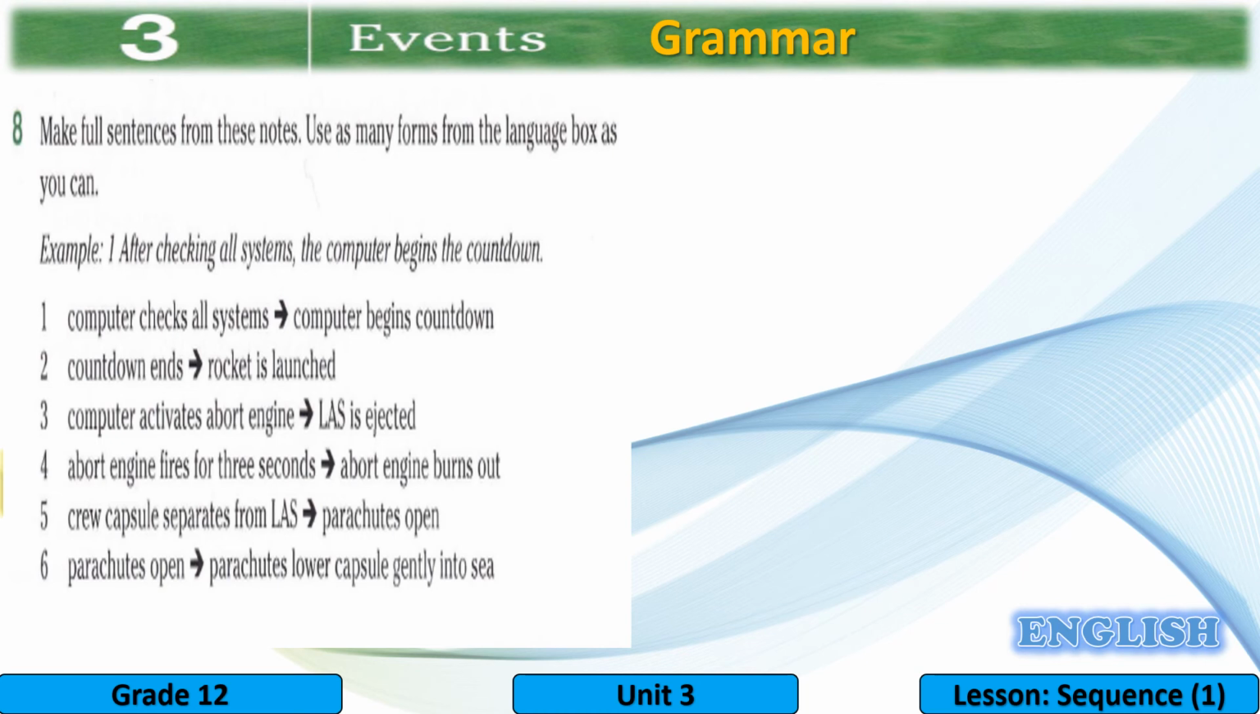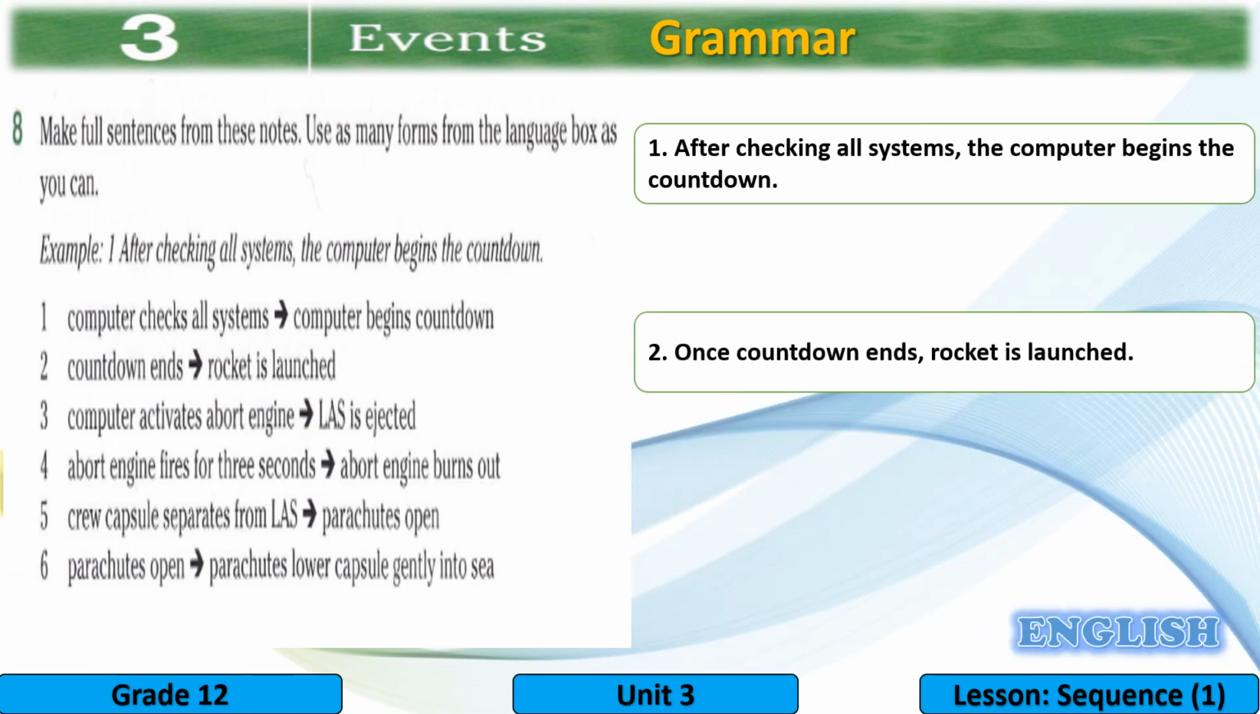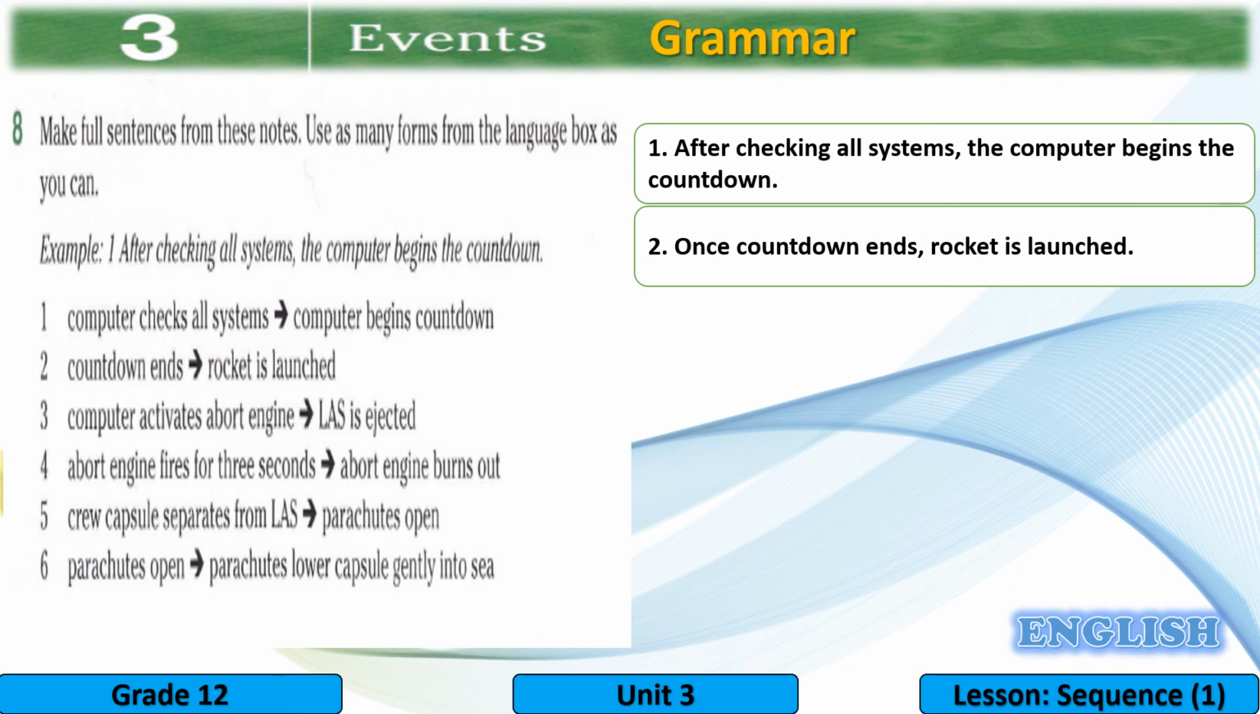Dear students, what you have to do now is to try to join the two clauses into one sentence. Pause the video, then come back and check your answers. Let's now check answers together. Number 2, countdown ends. Rocket is launched. Two different subjects. So the answer is number 2. Once countdown ends, rocket is launched.